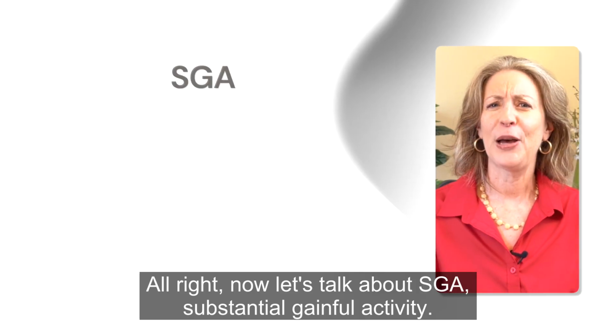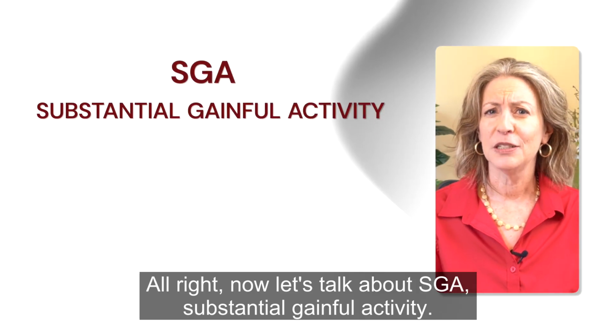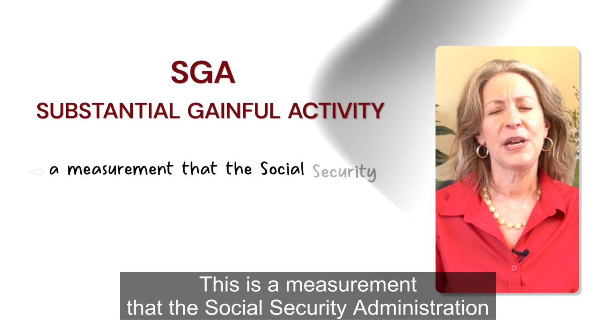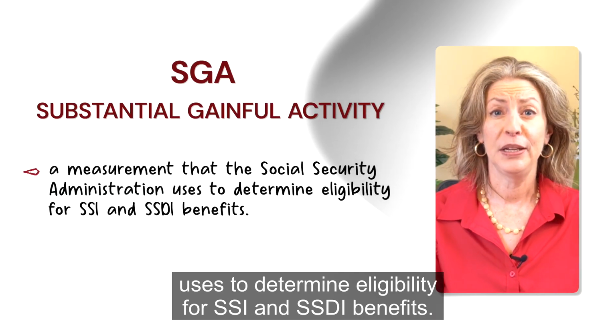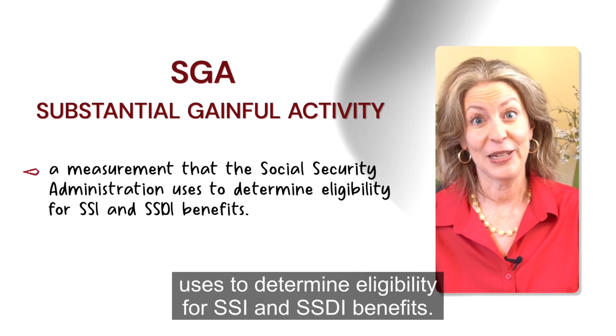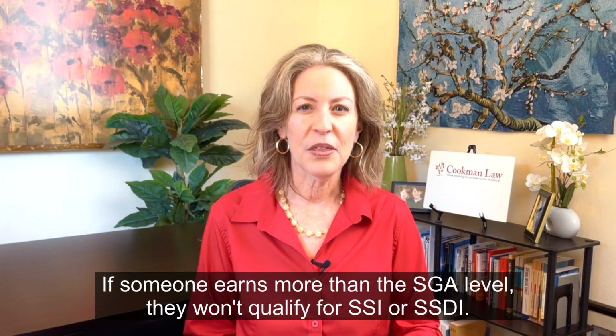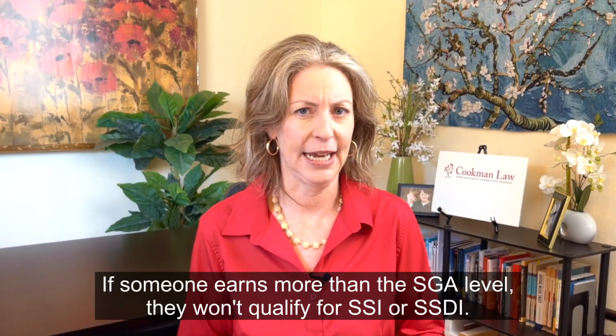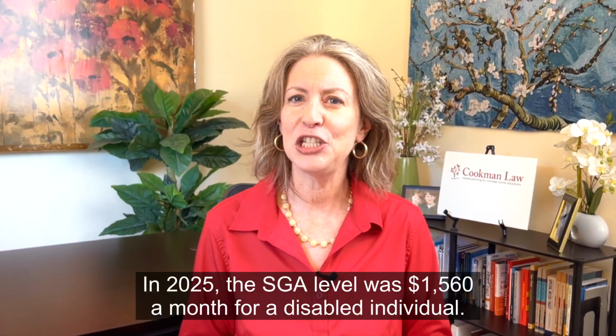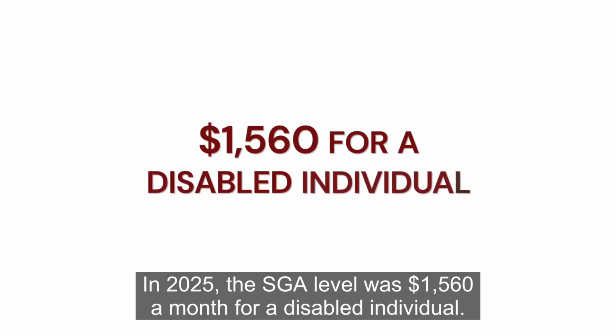All right, now let's talk about SGA, substantial gainful activity. This is a measurement that the Social Security Administration uses to determine eligibility for SSI and SSDI benefits. If someone earns more than the SGA level, they won't qualify for SSI or SSDI. In 2025, the SGA level was $1,560 a month for a disabled individual.